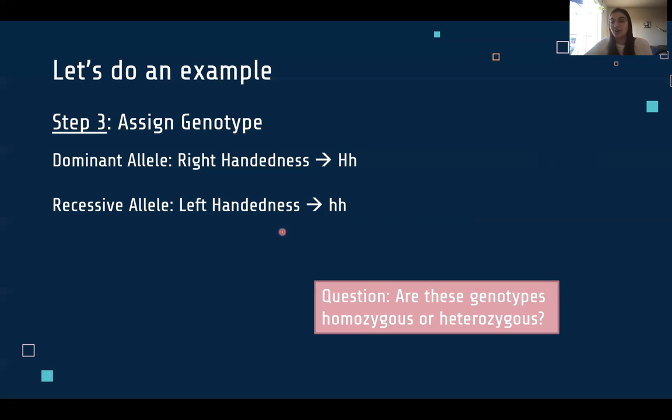So question, are these genotypes homozygous or heterozygous? So for our dominant allele, which is big H, little h, that's going to be heterozygous because we have 2 different letters. Whereas our recessive allele, 2 little h's, that's going to be homozygous because they're the same.